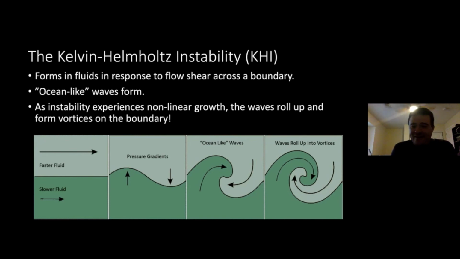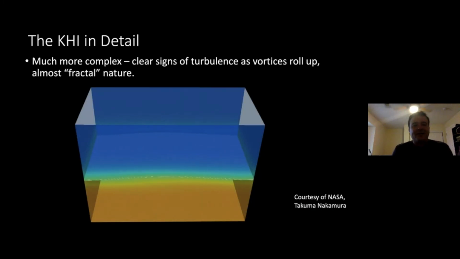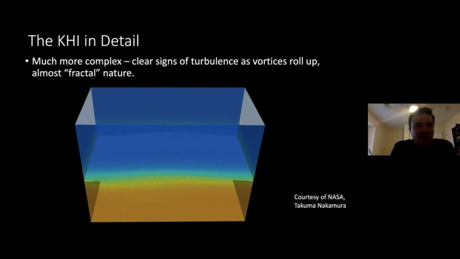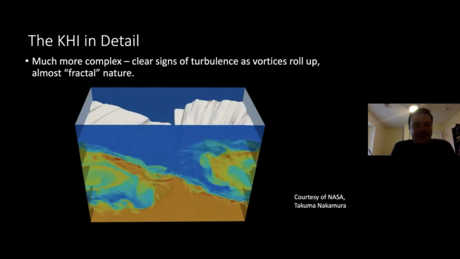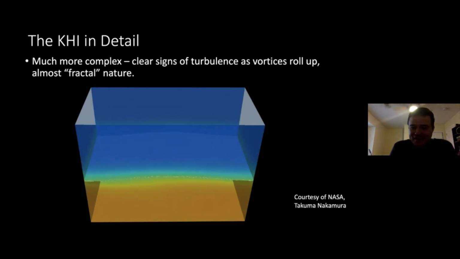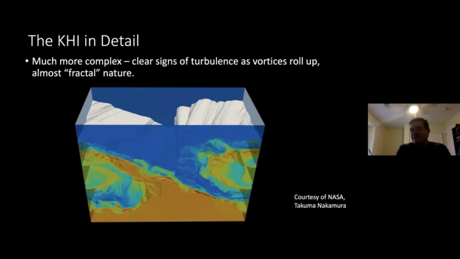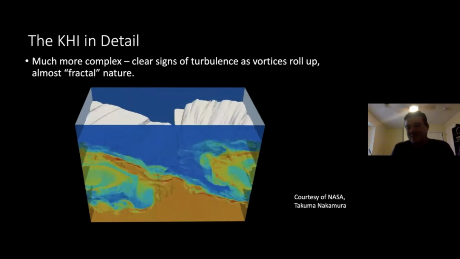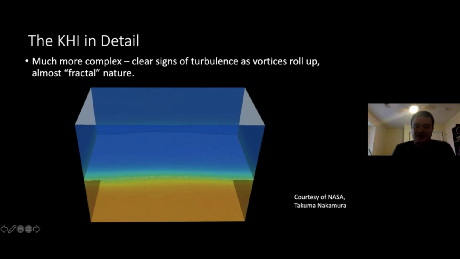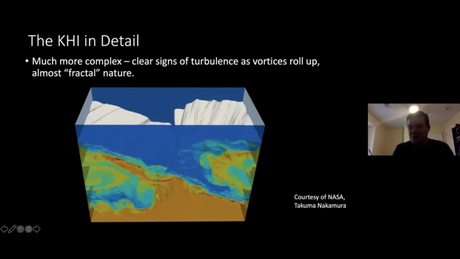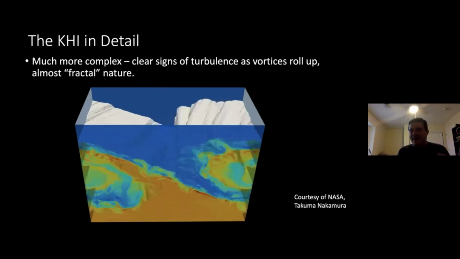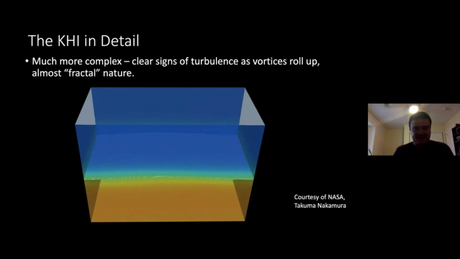And now, in reality, this cartoon picture is a little bit of an oversimplification. So here is a simulation of a Kelvin-Helmholtz instability in plasma. And what you can see is that it's much more complex. Initially it looks like those nice cartoon pictures, but as the instability rolls up, you get secondary Kelvin-Helmholtz instabilities on the edge, you get all sorts of turbulent eddies, and it's almost fractal in nature. And so we call this fractal-like behavior, this chaotic flow, turbulence.